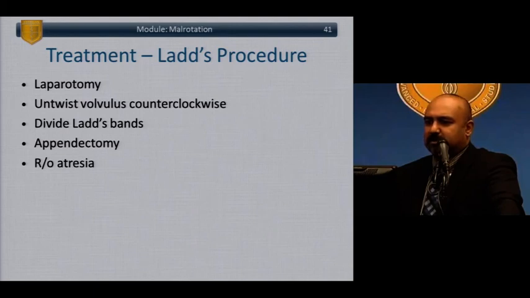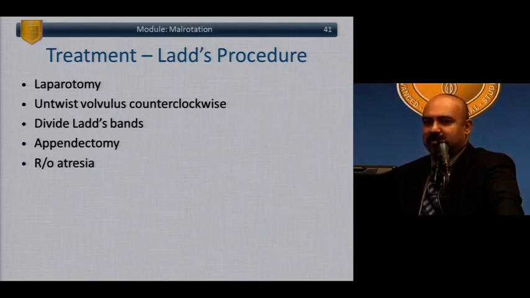How do you treat it? You'll do a Ladd's procedure. Basically, some pediatric surgeons think this is maybe a sham operation because of what you're trying to do. If there's a volvulus, it's a good operation. You untwist a volvulus, and you do it in a counterclockwise fashion.